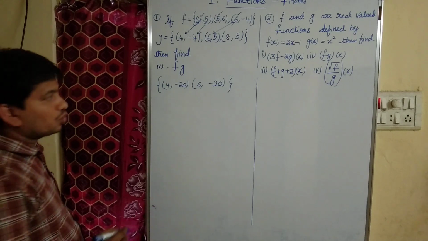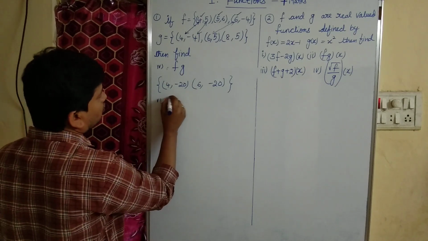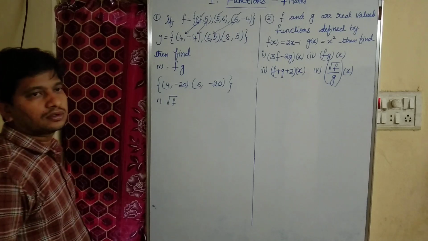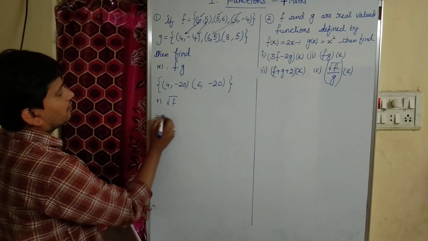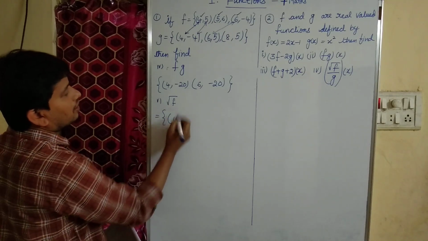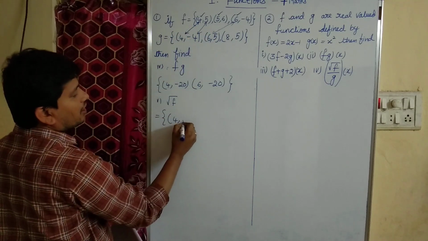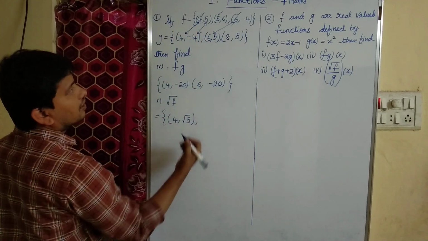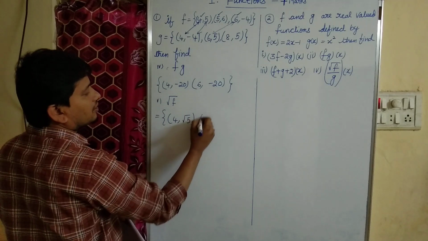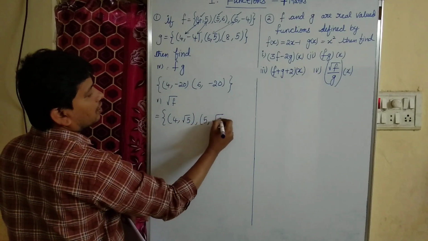Next one is root f. Root f. So what is f, children? f is 4 comma, range is 5. I mean 4 comma root 5. Next 5 comma root 6.